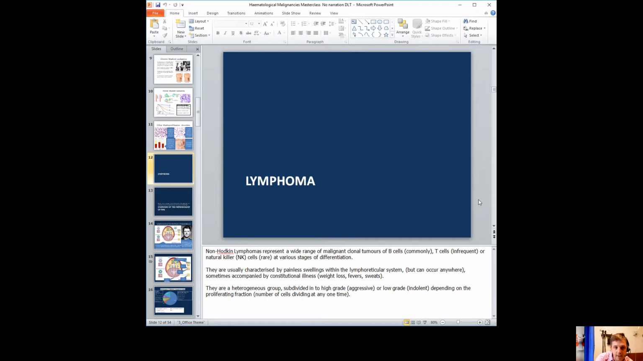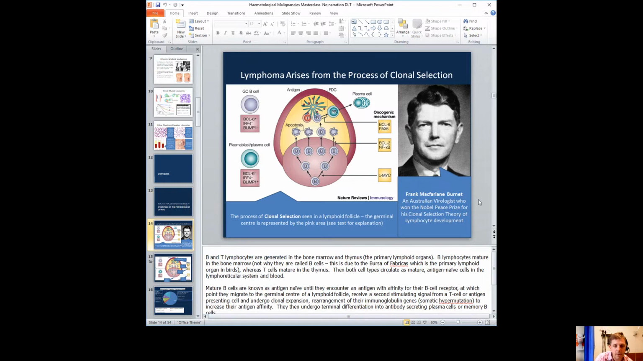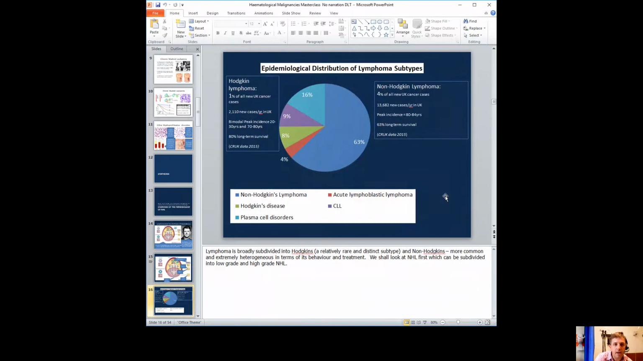Lymphoma is divided into Hodgkin's and non-Hodgkin's, and we're going to talk about non-Hodgkin lymphoma first. So I'm not going to go into too much detail over the pathobiology. I'll leave you to review that in your own time. The majority of lymphomas are non-Hodgkin's.